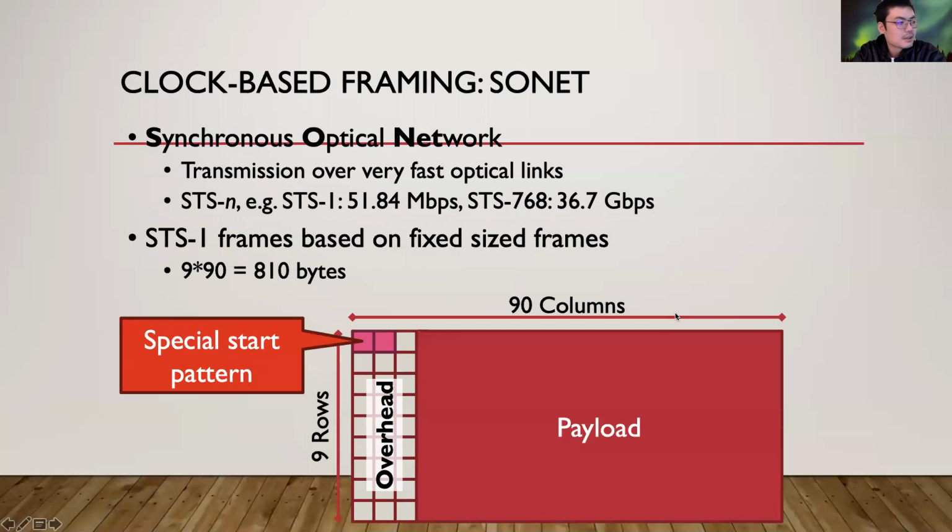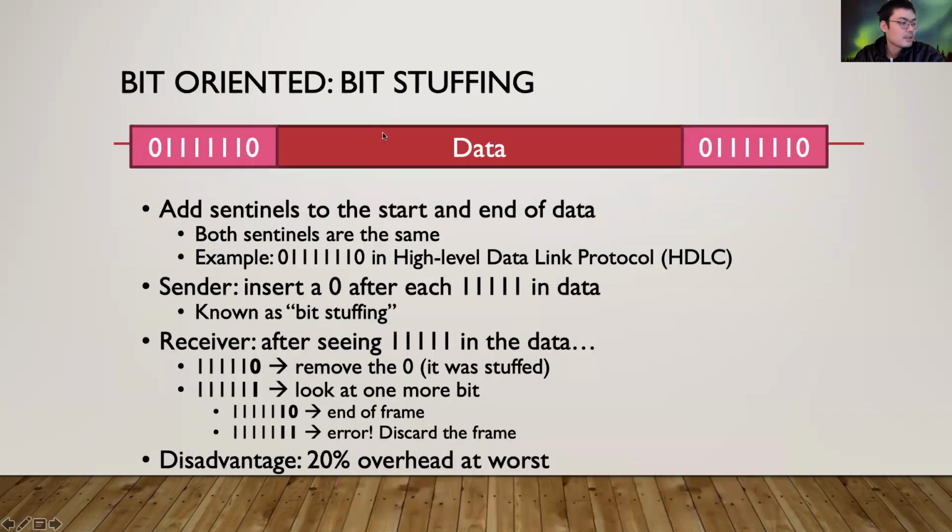So the next one is clock-based framing. This is like the SONET protocol, and it's often used in optical networks. It's a fully synchronized optical network. Why do we need this? Because sometimes the bandwidth is so high, like across the ocean between different continents. In those cases, we always use light for the transmission, optical cable. Using the previous method would not be quite efficient.